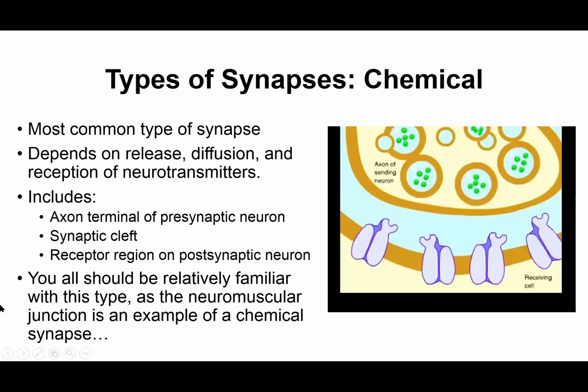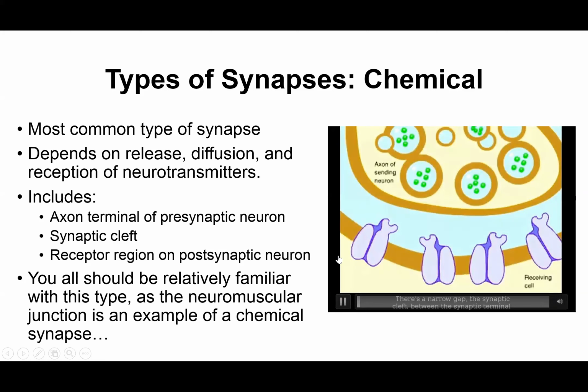The more common type are the chemical synapses. And chemical synapses rely on the release, the diffusion, and the reception of neurotransmitters. And so chemical synapses are going to include the axon terminals of presynaptic neurons, a synaptic cleft, and then a receptor region on a postsynaptic neuron. But you guys should be relatively familiar with this type because the neuromuscular junction is an example of a chemical synapse. But in case you don't remember, let's watch a quick video.